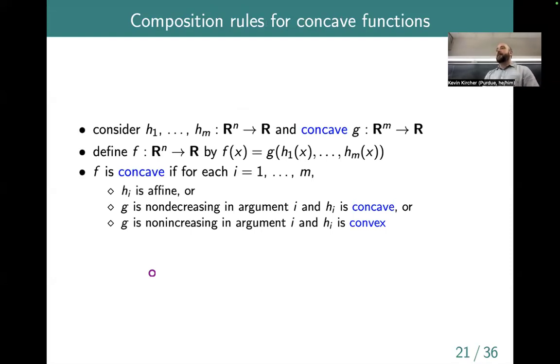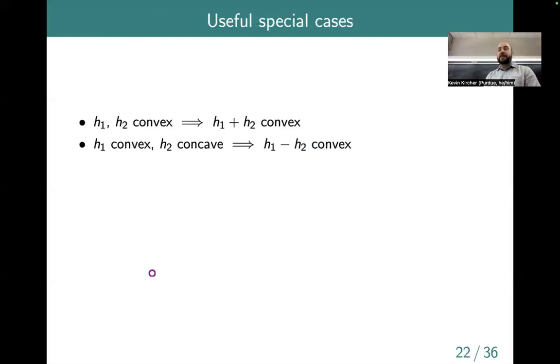They're a little hard to visualize and sometimes challenging to apply in practice, although very useful. There are some simple special cases that come up all the time that cover many of the applications that you will probably encounter. One of them is if you have two convex functions and you just add them, the result is again convex. Another one is if you have the difference between a convex function and a concave function, so h1 minus h2, the difference is again convex.